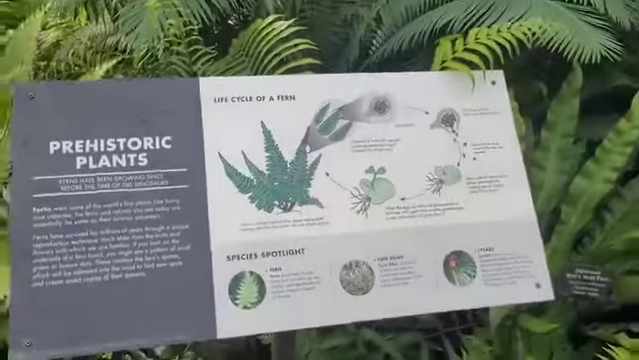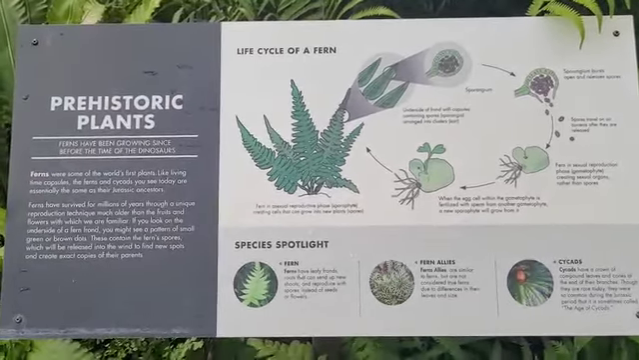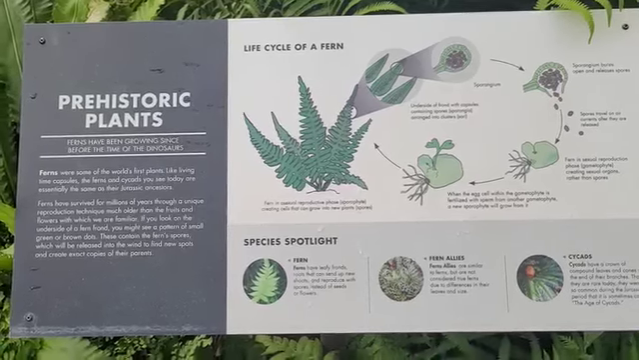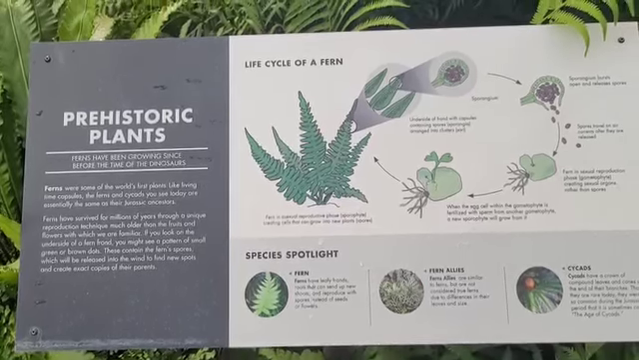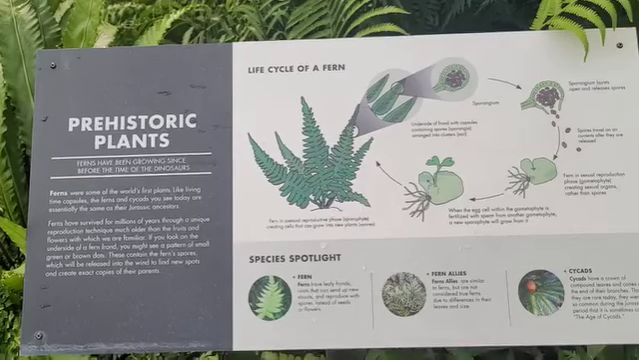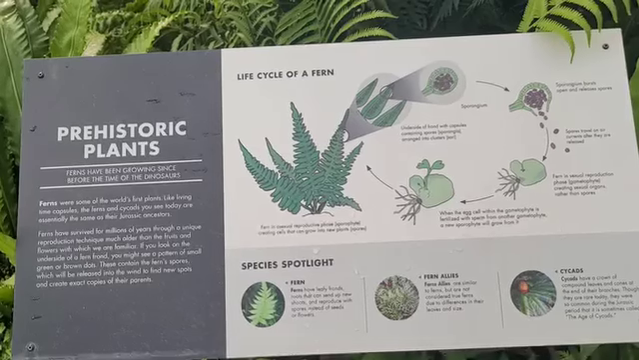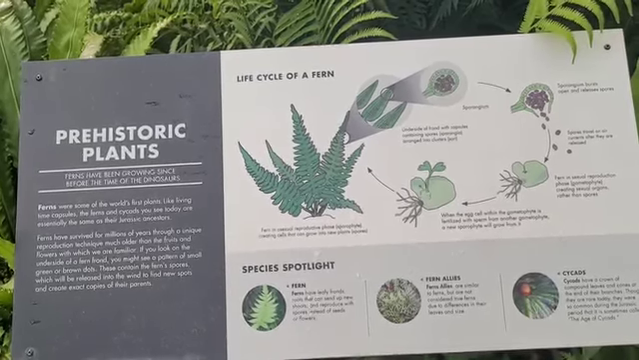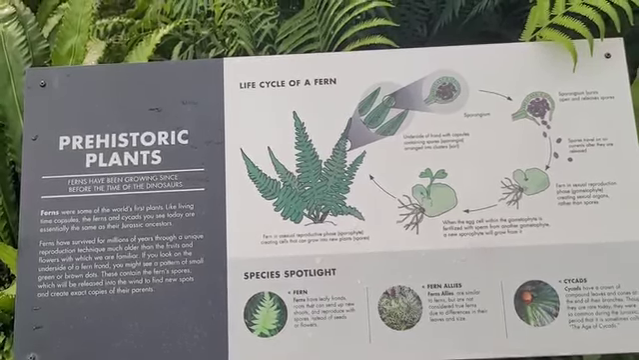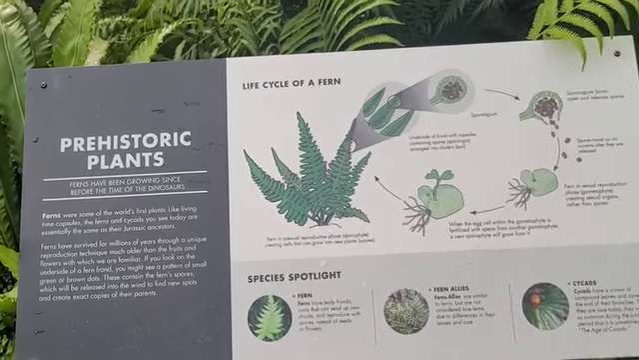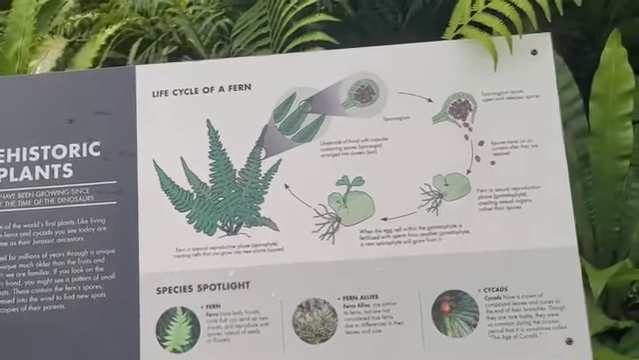So, prehistoric plants. Ferns were some of the world's first plants, like living time capsules. The ferns and cycads you see today are essentially the same as their Jurassic ancestors. So they resembled the Jurassic time trees. Ferns have survived for millions of years through a unique reproduction technique, much older than the fruits and flowers which we see today. If you look on the underside of the fern frond, you might see a pattern of small green or brown dots. These contain the fern spores, which will be released into the wind to find new spots and create exact copies of their parents.